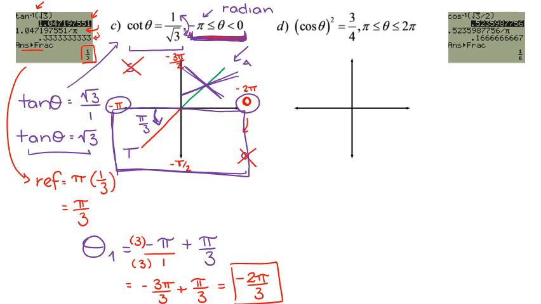For D, we've got cos theta squared is equal to 3 over 4. And for our interval, we want to make sure our answer falls in between pi and 2 pi. So again, when you see these pi's, just make sure your calculator is in radian mode. So this one's going to have one extra step. So I've got cos theta squared. What we're actually going to do is square root both sides just so that we can get rid of this power of 2. So on the left side, the square root will cancel out the power of 2, which leaves us with cosine of theta.